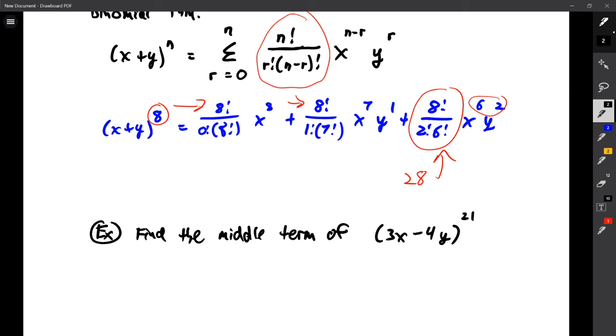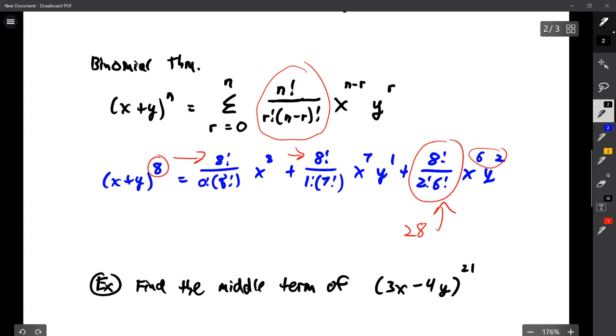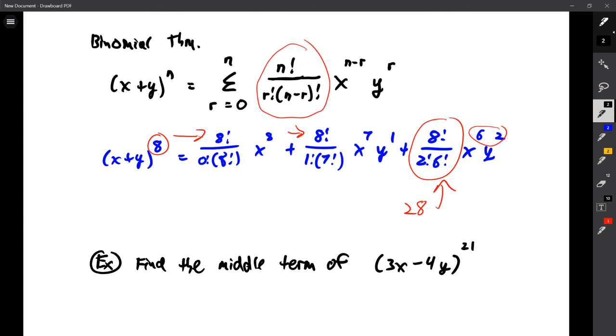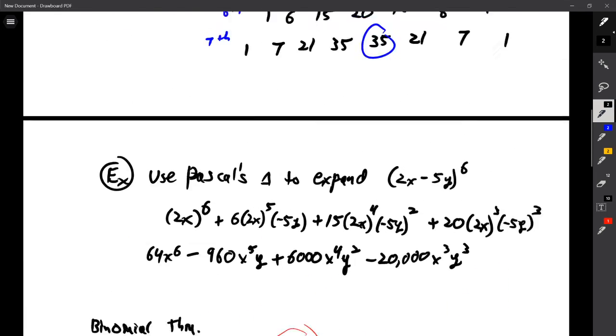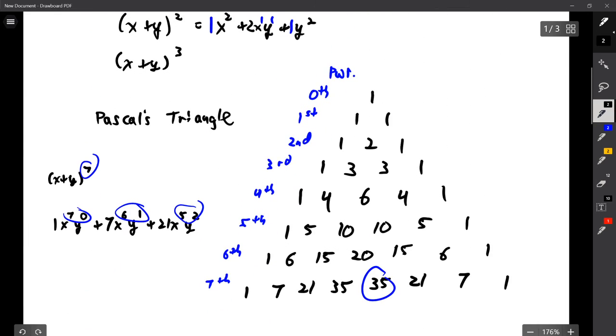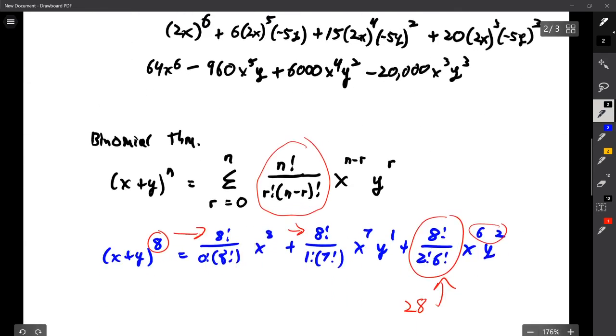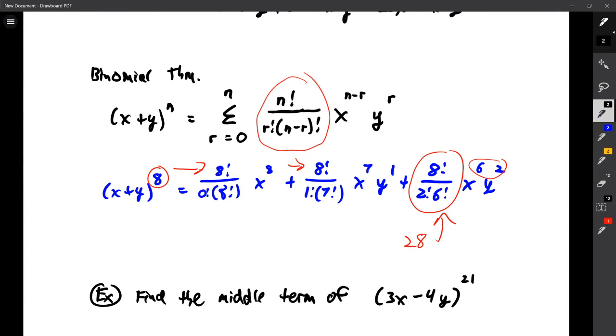Okay, 21st power. What's going to be the middle term? Well, so 21st power will give us a total of, because we start with x to the 21st down to x to the 0th. Odd numbers are not going to have a middle term. I need to go with an even power to have a middle term. That's right. So let's just go x to the 20th.